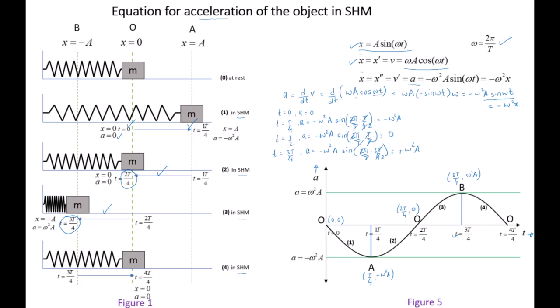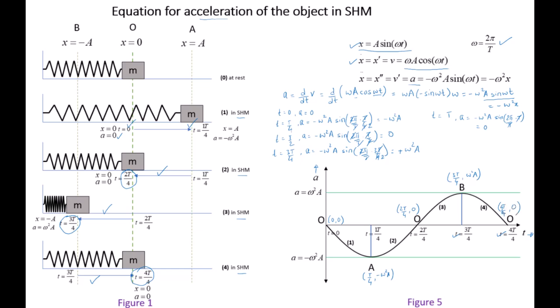And then finally, when the object is moving back from the point B to the midpoint O at the end of time t equal to T, we need to find what's the value of the acceleration. So if I put t equal to T, then acceleration will be given by minus omega square A sine 2 pi over T times T. So T and T cancel. Sine 2 pi is sine 360, which is again 0. So this will be 0. So I can write the coordinates of this point as 4T over 4, comma 0.